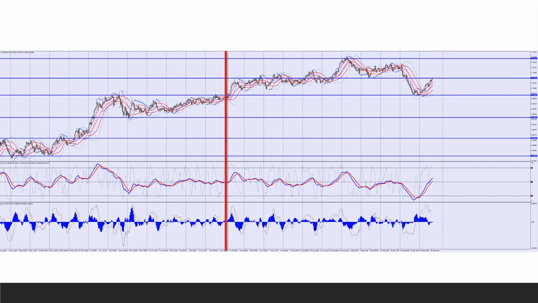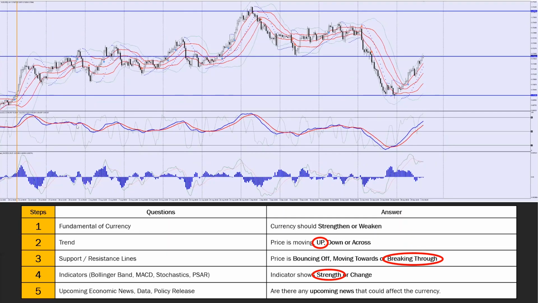We're taking a closer look into the indicators. So you see here, trend has been moving up. Currency should strengthen. Up. Step 1 is up. Step 2 is up. Step 3, support and resistance lines. It is here breaking through resistance. You could be entering a trade here.